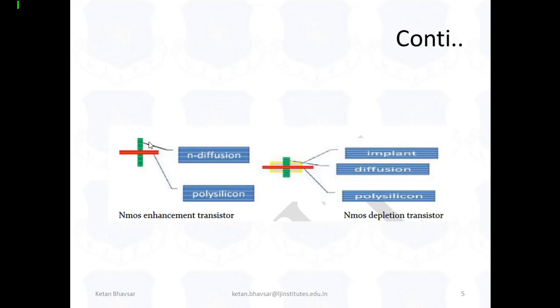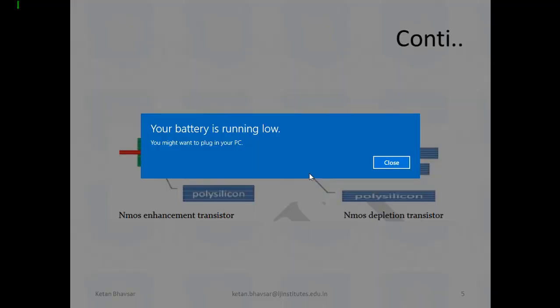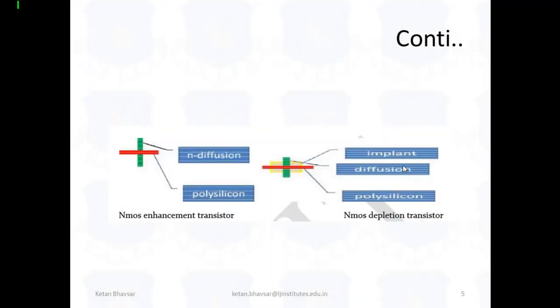When you're talking about the NMOS enhancement, then you have N plus diffusion in green, and you can see the polysilicon in red. When you're talking about the depletion type of region, we again create N plus diffusion, red for the polysilicon, and an implant is needed for the depletion region, which looks like gray.